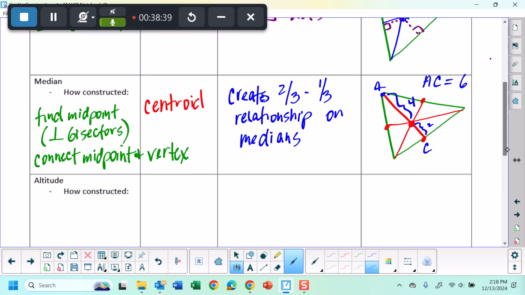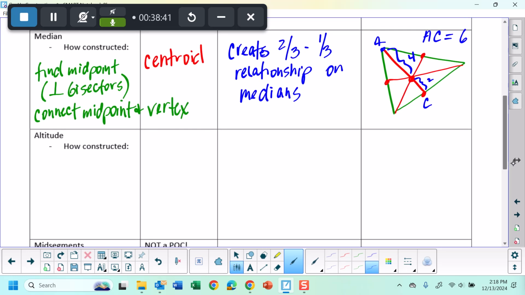Now let's talk about altitudes. The altitudes of the triangle are the height of the triangle.